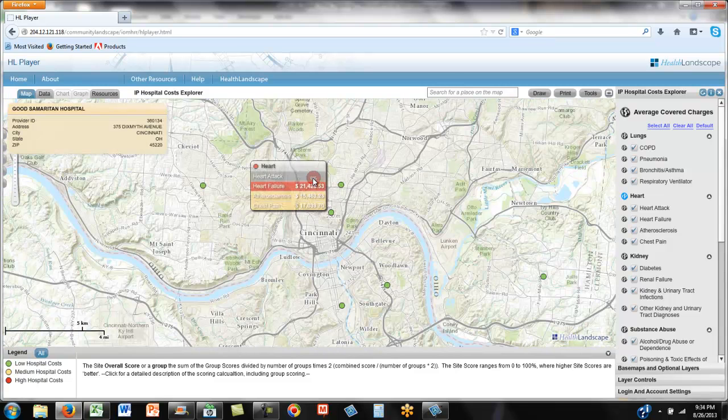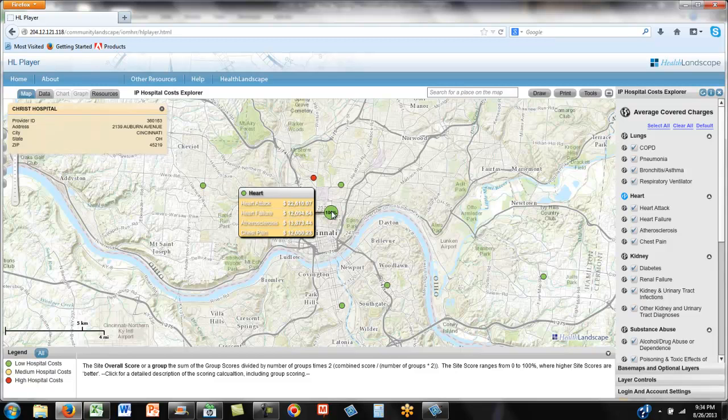Next, he wants to check actual costs, so he clicks on each circle. He sees that the cost to treat heart failure varies among hospitals. At Good Sam, heart failure treatment costs more than $21,000. It costs about $12,000 at Christ and $9,200 or so at University. Those are big differences. But cost isn't the only factor to consider.